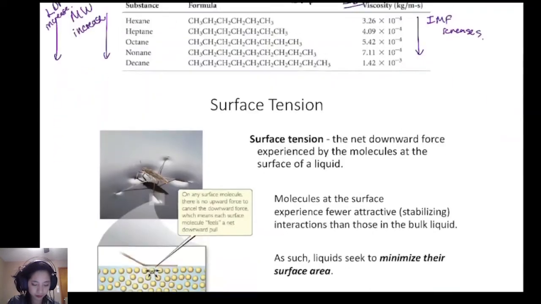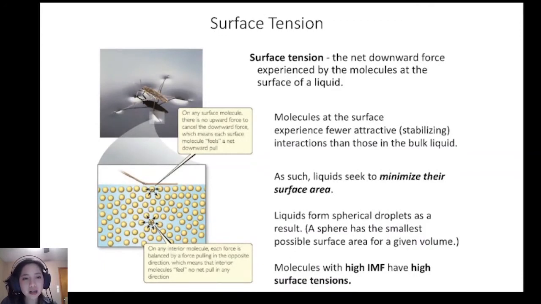All right. Okay, so another type of property that is affected by intermolecular force is surface tension. So we interact with surface tension a lot with the different liquids that we work with every day, such as water. So, surface tension is just the net downward force experienced by molecules at the surface of a liquid. So, surface chemistry is different than bulk chemistry.